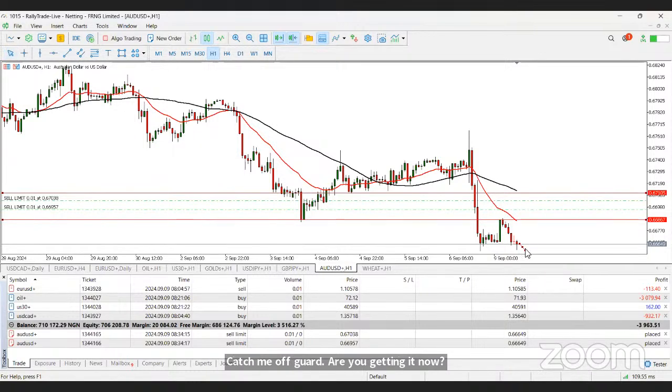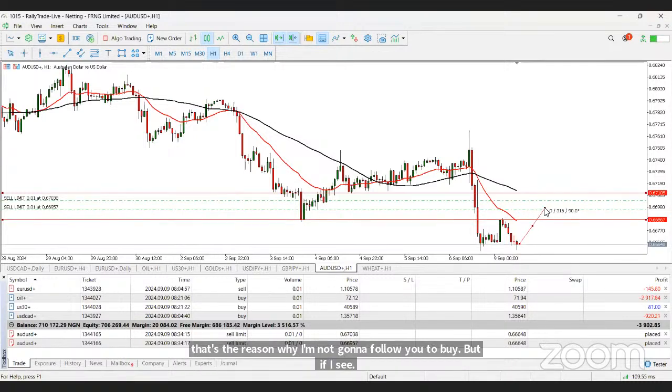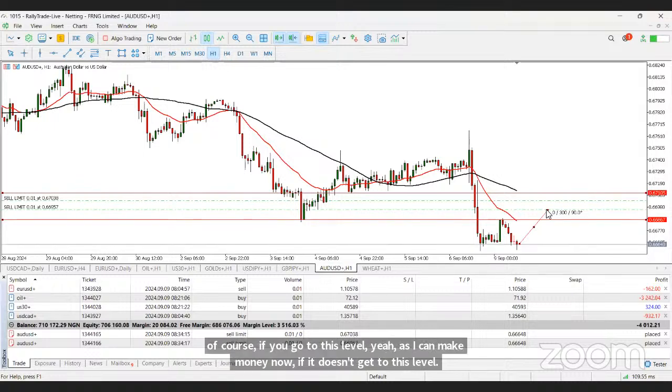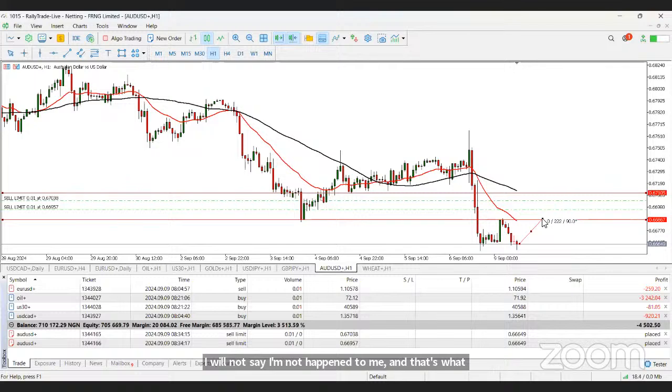But if I see potential downside, I can actually sell. So if it goes up to this level, it will pick me in as a seller and I'll make money. Now, if it doesn't get to this level, I will not sell and nothing will happen to my account. So that's how patient I can be. In this market, patience rules. Patience pays. Patience gives dividends.